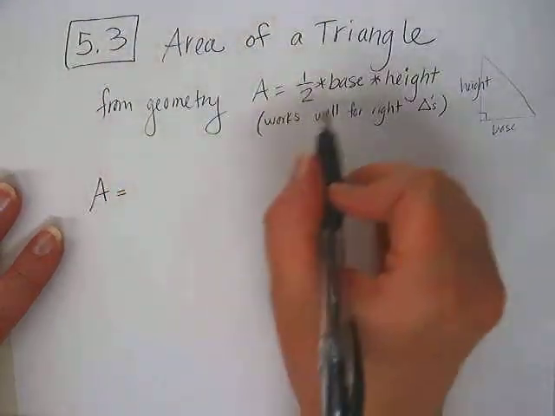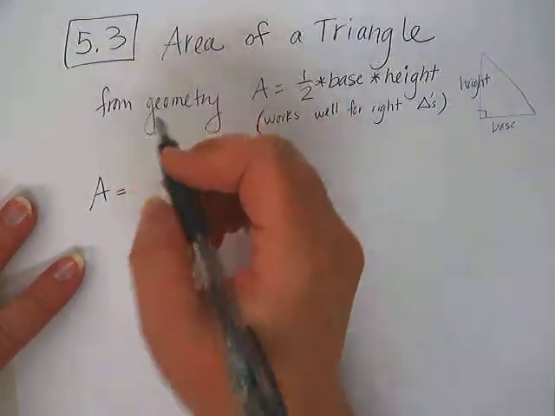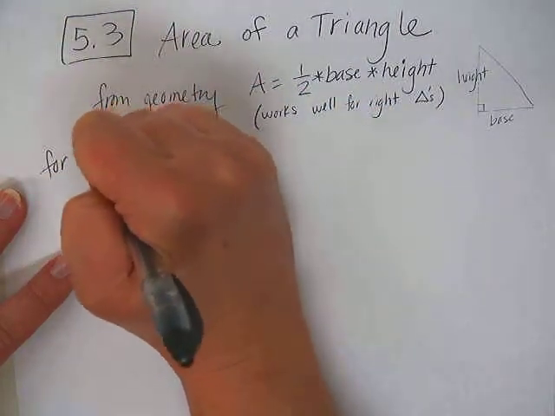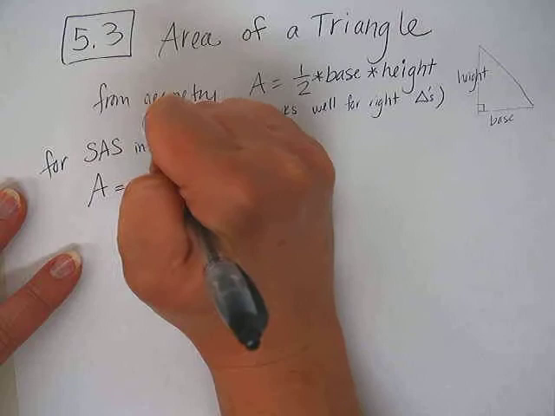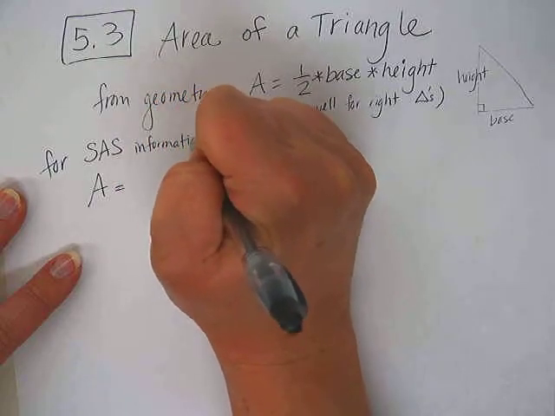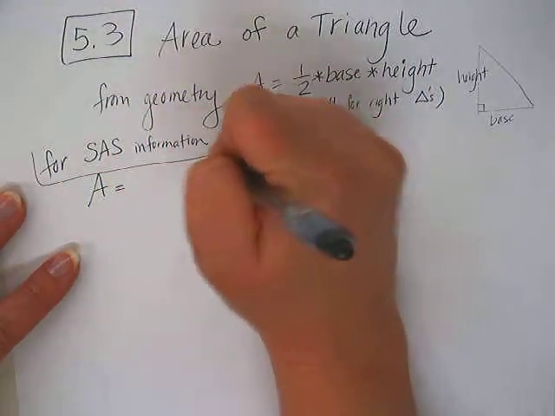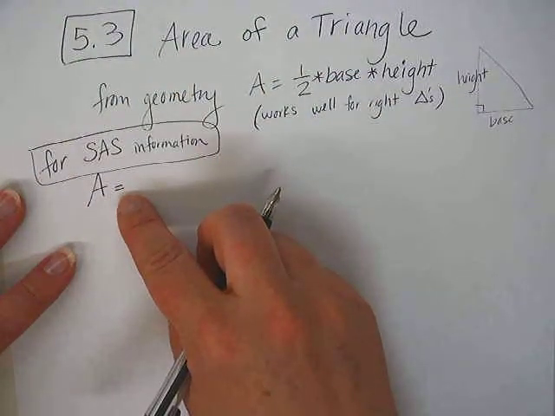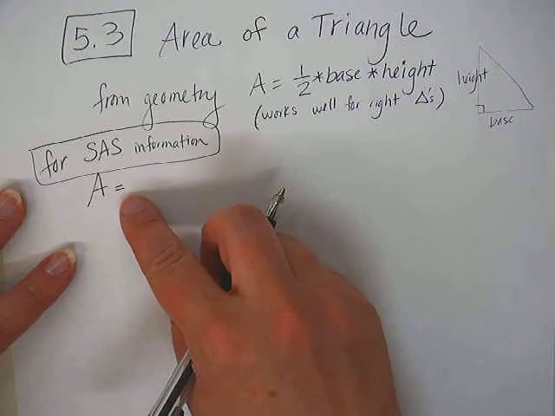I'm going to actually prove the formula to you using this formula, but let's just start with it the way it is. This is for SAS information for triangles. So if you have a side, angle, side, this is what you would do for that type of triangle.